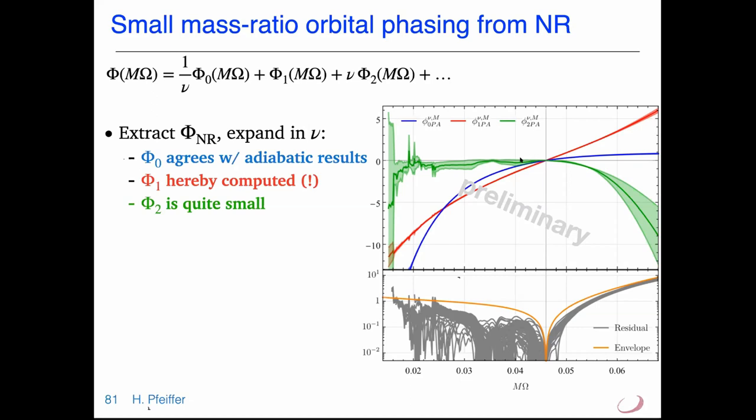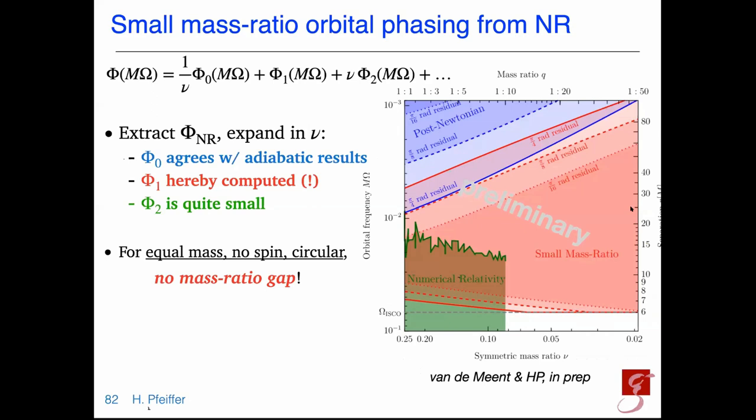And so it turns out, if you combine these results, our knowledge of phi 1 and the fact that phi 2 is quite small, one can make an estimate of how well one can cover the quasi-circular no-spin parameter plane with the various approximations. Here on the x-axis is the symmetric mass ratio. At comparable masses, we have numerical relativity that is good at high frequencies, going down to whatever the initial frequency of the numerical relativity simulations is. So here's a region of the plane that can be covered by numerical relativity.